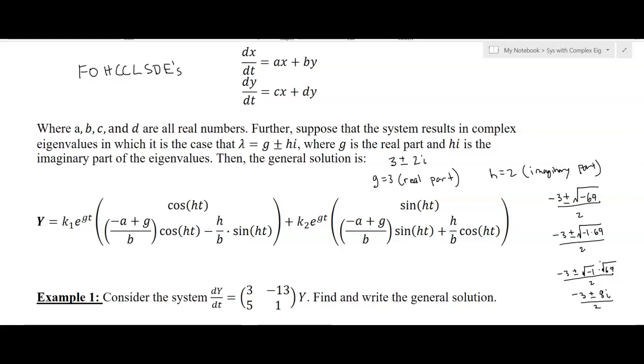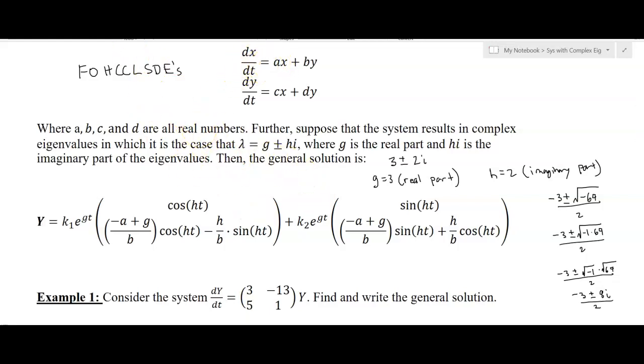So let's delve into this. You can see a lot of these components are coming from either the system of differential equations or the eigenvalue. Notice that we don't directly use any of the eigenvectors in here. They're already taken care of. So you do not have to worry about grabbing the eigenvectors. We only need the eigenvalues.